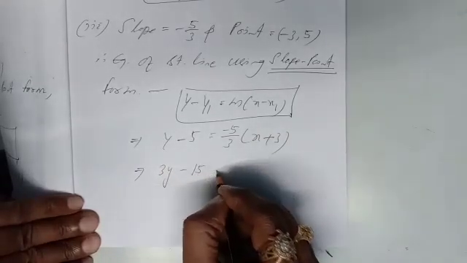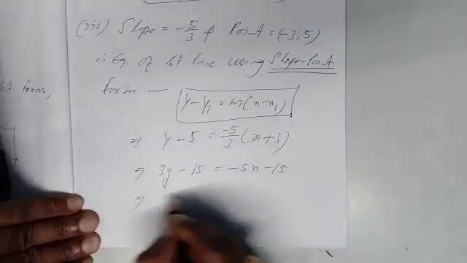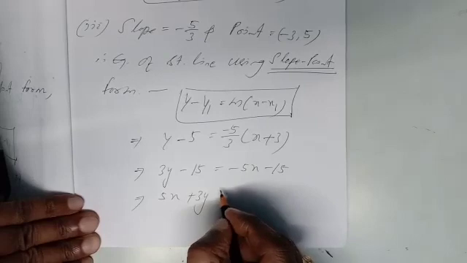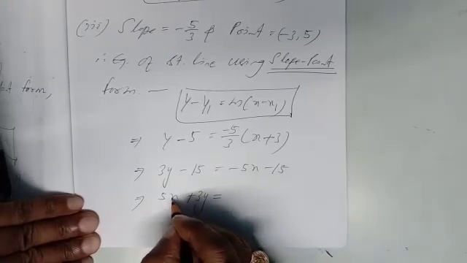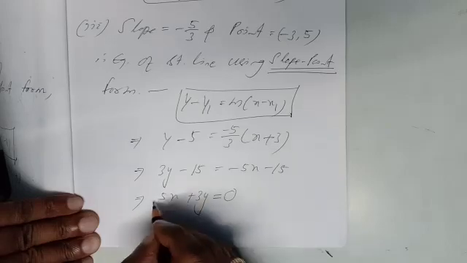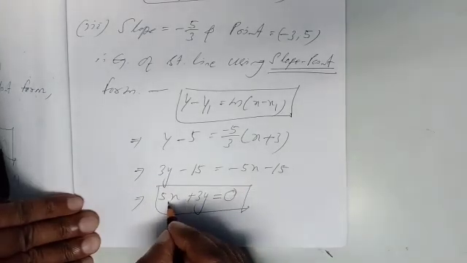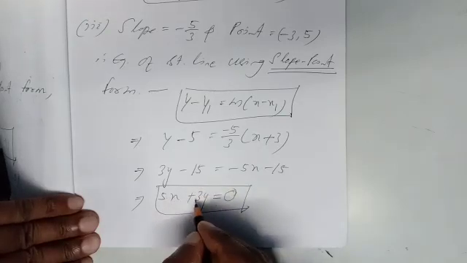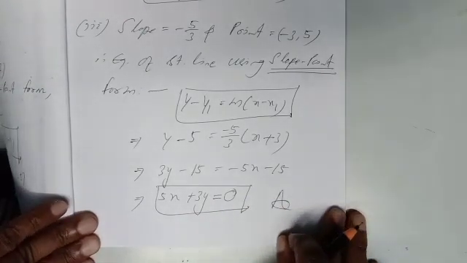3y minus 15, this will be minus 5x minus 15. You have to arrange it the proper way. This will be 5x plus 3y, and the minus 15 and minus 15 cancel, so 3x plus 5x plus 3y equal to 0. This is the general equation of the straight line. You have to write always x, y, number equal to 0. There is no number. 3x plus 5y equal to 0. This is the answer of number 12, third part.